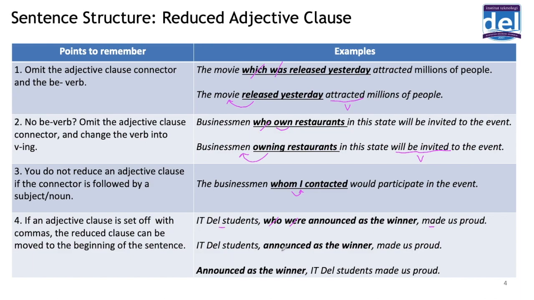It is also possible to move this reduced form to the beginning of the sentence. It becomes: Announced as the winner, ITDL students made us proud. So it is still a complete sentence. So we've got the adjective clause here, we've got the subject and also the main verb.